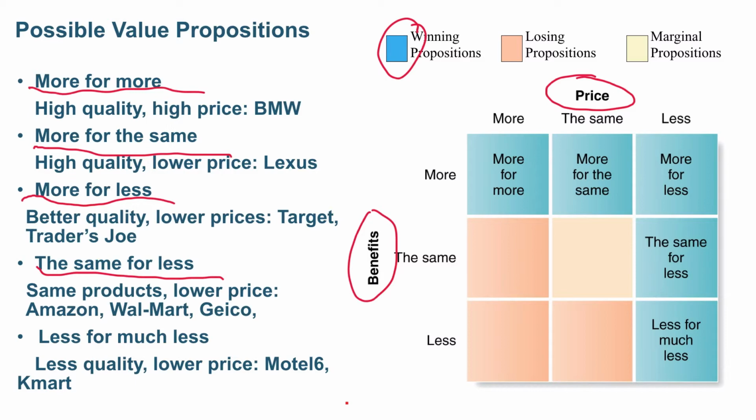And then finally, you have the less quality for lower prices, which will be the Motel 6. It will be the Kmart. So it will be maybe fast food restaurants, where you do get not as high as quality, but you don't expect to get high quality. And on the other hand, you pay much less than the others.